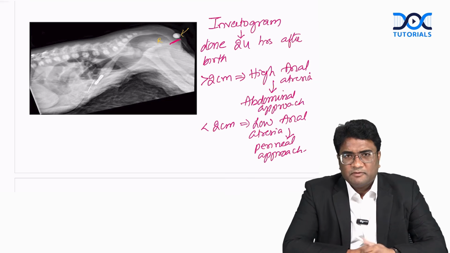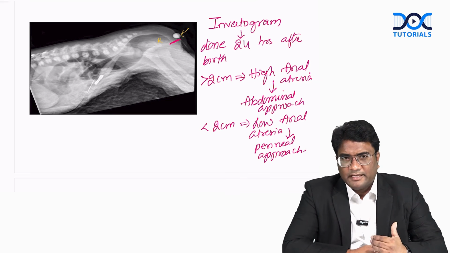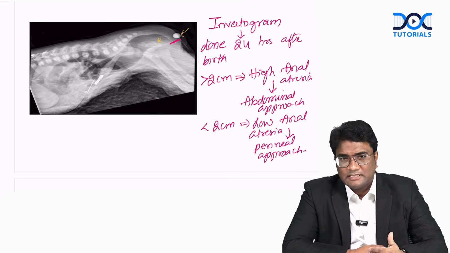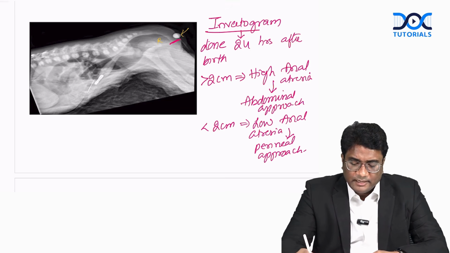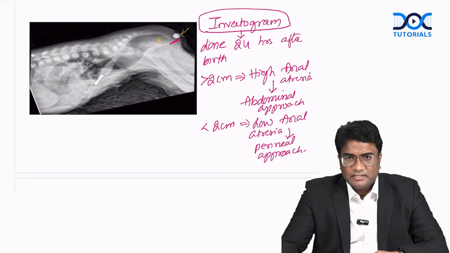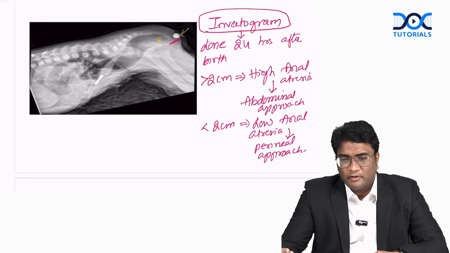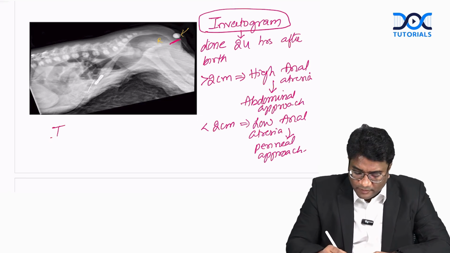So if the distance between the rectal air and the metal button is more than 2 centimeters, that is high anal atresia. For that, you go for an abdominal approach. And if the distance between rectal air and the metal button is less than 2 centimeters, that is a low anal atresia, and a perineal approach is better to repair it. And this invertogram that is done 24 hours after birth is to evaluate whether it is a high anal atresia or a low anal atresia, right? So, to evaluate a case of imperforate anus or anal atresia, you do this.